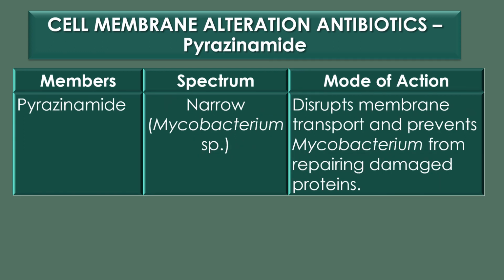And the fourth and final antibiotic group of the cell membrane alteration antibiotic category is pyrazinamide. This pyrazinamide exhibits narrow spectrum of activity against the Mycobacterium species like Mycobacterium leprae and Mycobacterium tuberculosis, and in mode of action, this pyrazinamide disturbs the cell membrane or membrane transport and prevents Mycobacterium from repairing damaged proteins. By this activity, the cell membrane of the Mycobacterium gets altered and results in the death of the cell.